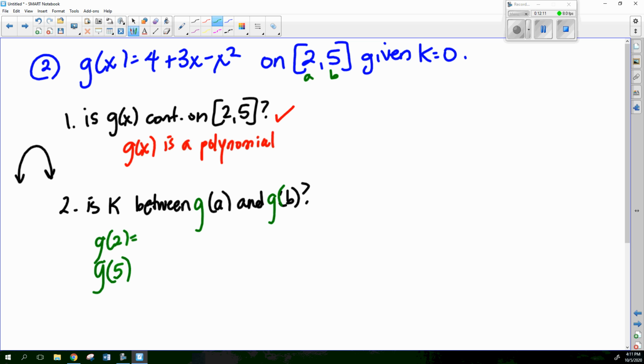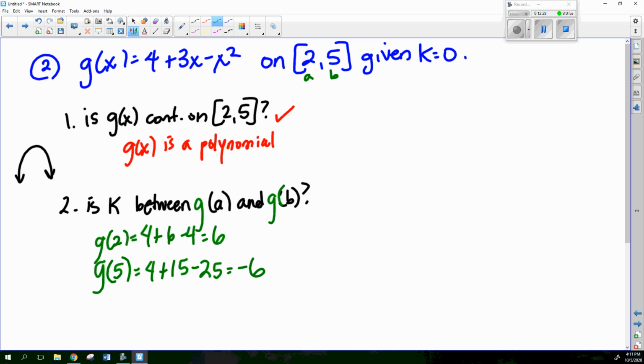Okay. All right. So g of 2 would be 4 plus 6 minus 4. And g of 5 would be 4 plus 15 minus 25. 19 minus 25 is negative 6. And they don't have to go in order.